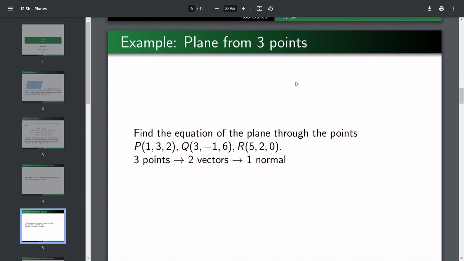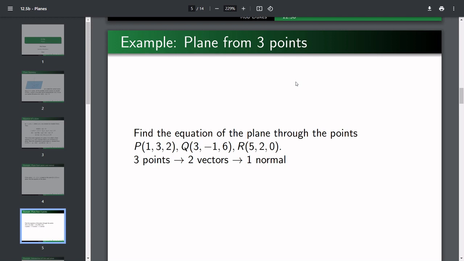So now we say 3 points. So a line is defined by 2 points. If you have 2 points, that's the only line that goes through them. A plane is defined by 3 points. If we know there are 3 points on the plane, there is only one plane that could fit it. There are more than one ways to write the equation of the plane, but all the different ways you write it will be equivalent. And so the basic method is you go from 3 points to 2 vectors to 1 normal.